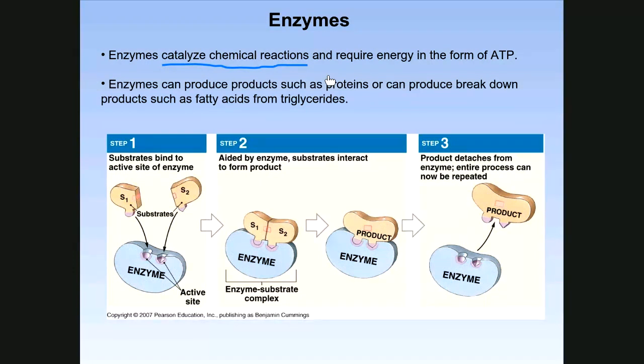What we're going to be focusing on is enzyme activity, and you would in person be performing what we call enzyme assays, where you measure the rate of enzyme activity, and then you also measure the rate of enzyme activity by varying certain factors. Now it says here, enzymes can produce products such as proteins, or can produce breakdown products such as fatty acids from triglycerides. As we talked about before, in order for a chemical reaction to occur, we need reactants.